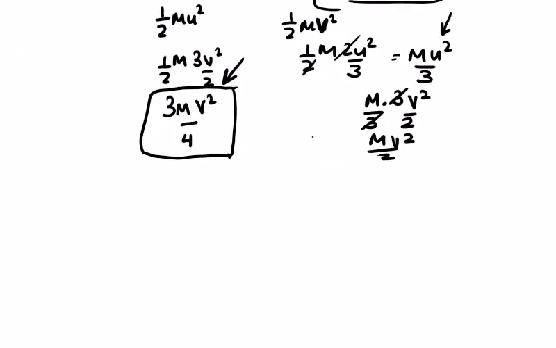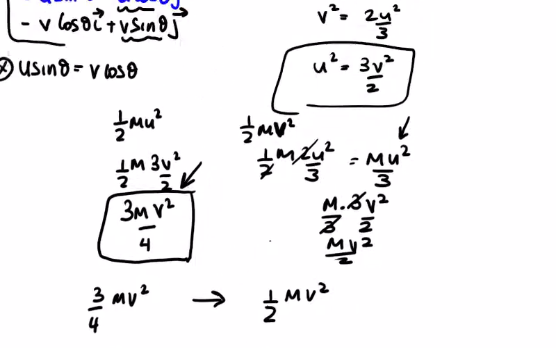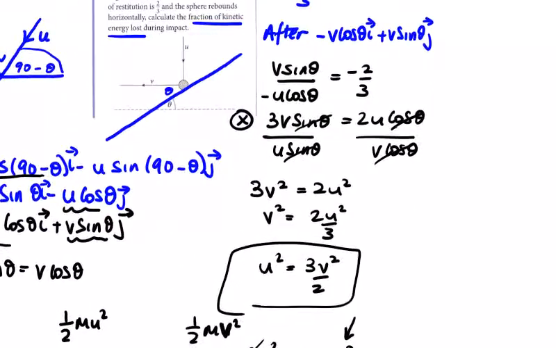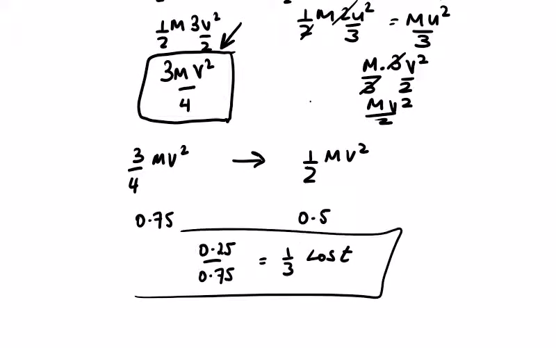So let's compare the two of these. We have 3/4 of m v squared, and then that changed into 1 over 2 m v squared. So we're at 0.75, we've gone to 0.5. We've lost 0.25 out of 0.75, which is a third. So a third of kinetic energy is lost. What were we asked? The fraction lost. So a third was lost. So that's the end of this question in this section.